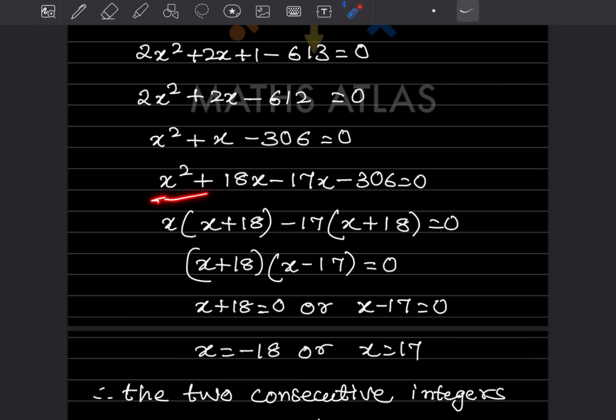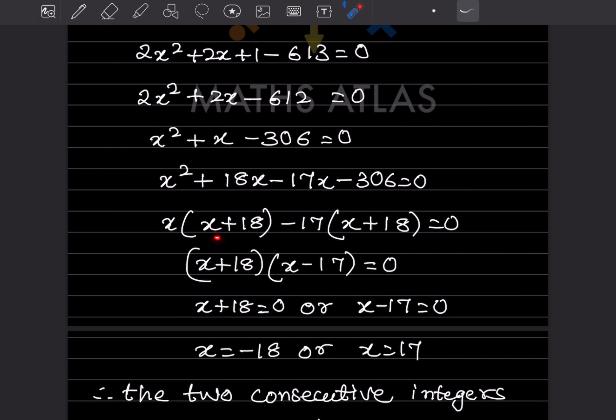So now there are 4 terms in it. So what are we going to do? We are going to group it. From the first two terms, x is common. What remains in the bracket is x plus 18. After these two terms, whatever the sign is, we'll keep as it is. From here, the common is going to be 17. So 17 into x plus 18 is equal to 0.